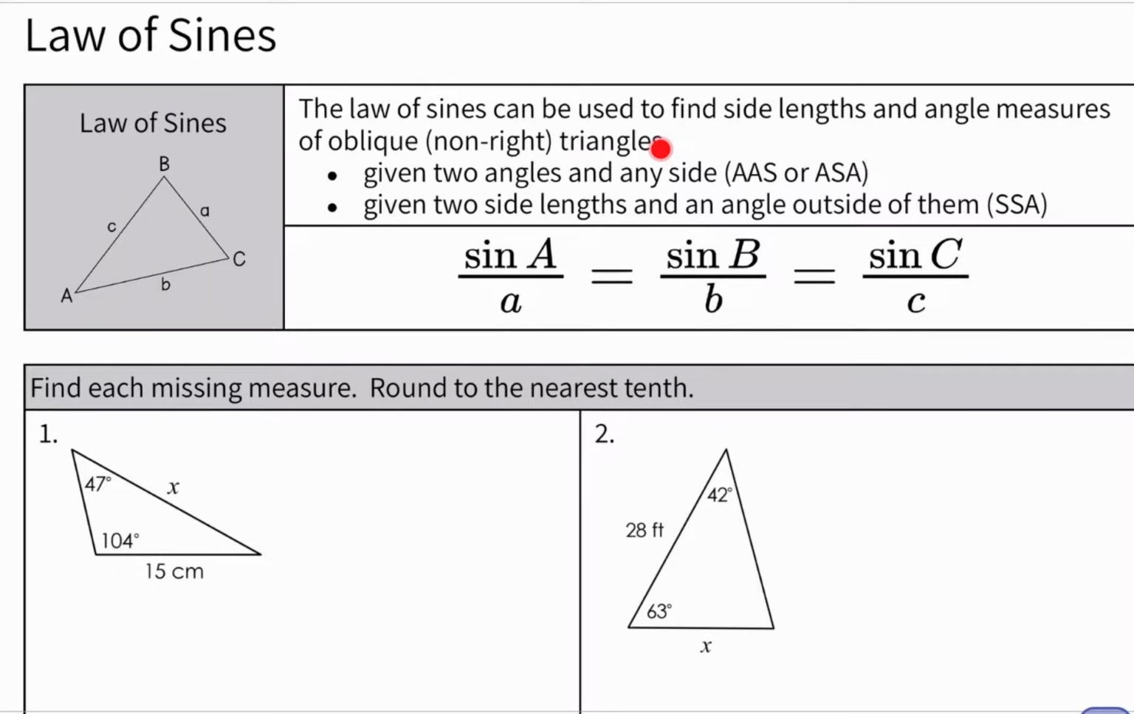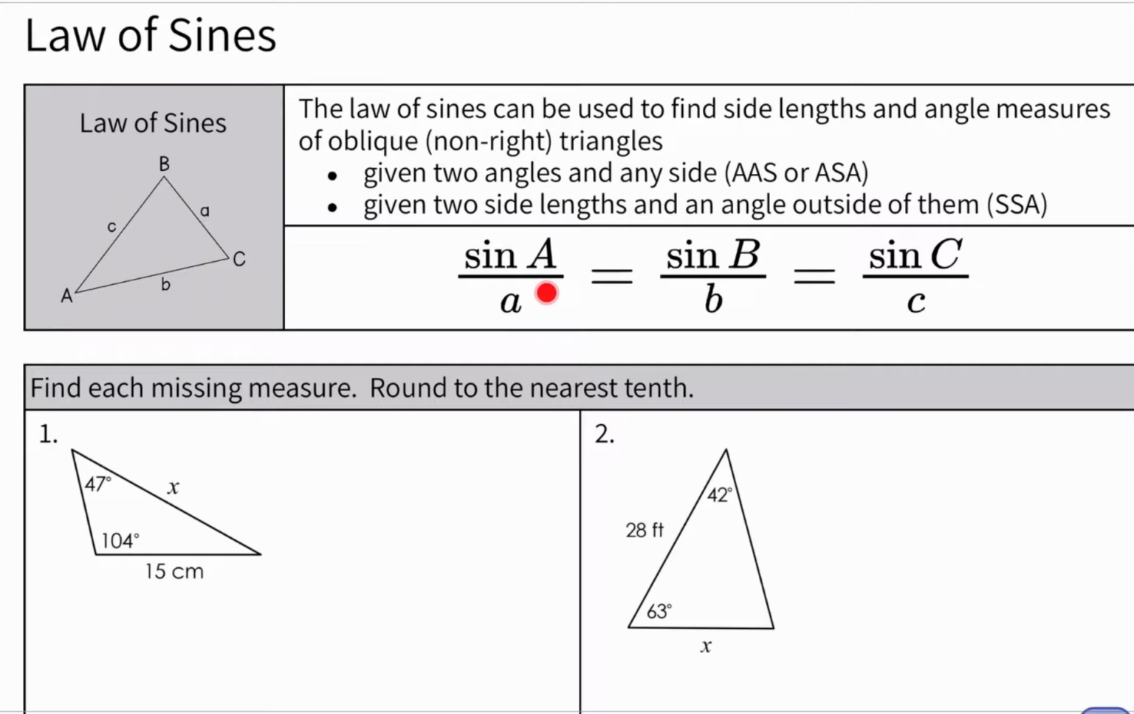So far, when we're using trig, we needed to have a right triangle. That way we could have opposite, adjacent, hypotenuse. Well, now we're going to look at triangles that do not have a right angle, so there's no hypotenuse. So basically just no right angles at all.